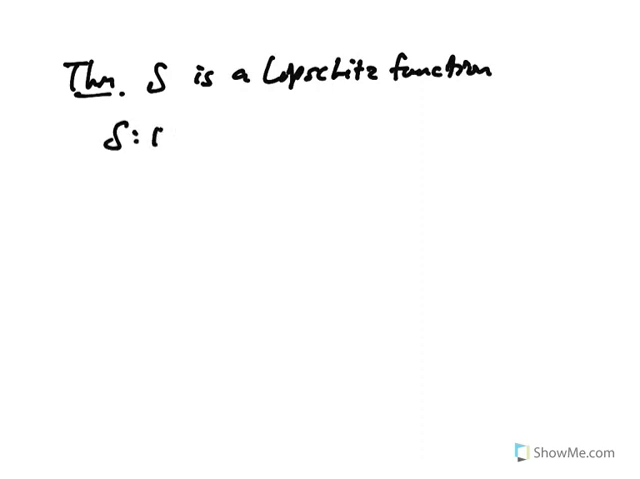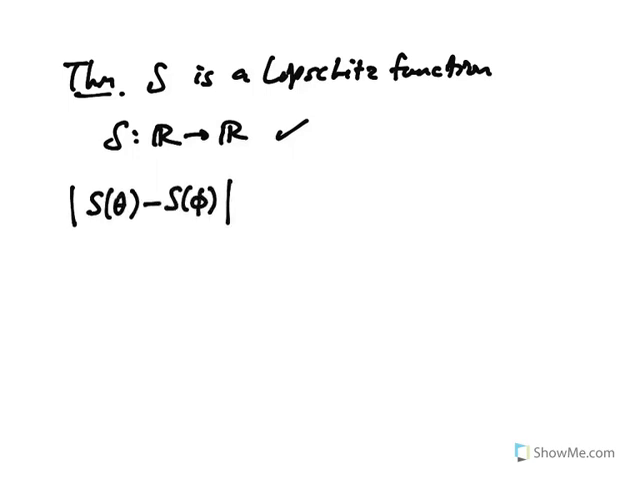Now, I claim, as a theorem, that capital S is a Lipschitz function. We know that its domain is the reals and that it maps into the reals, so that's fine. We just need to check that every point theta has an interval around it where the correct behavior happens. So we're going to look at this type of expression and try to find some bound; we need to find that m, essentially. Let's begin by writing phi as theta plus delta, so delta is defined as the difference.